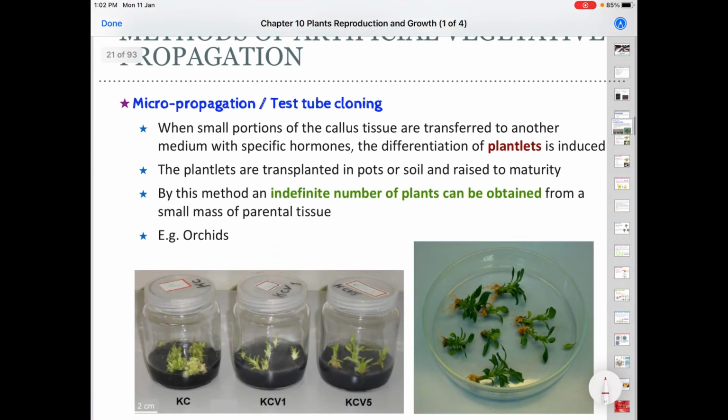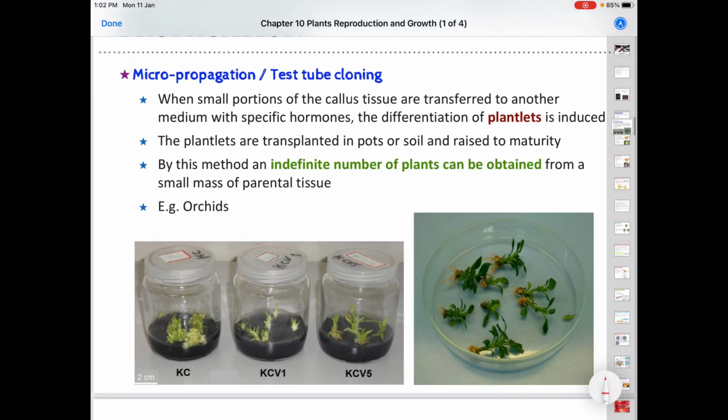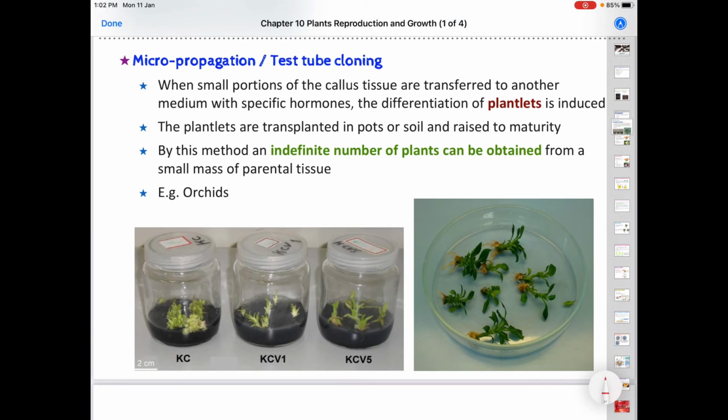So when a small portion of the callus tissue is transferred to another medium with specific hormones, the differentiation of plantlets is induced. The plantlets are transplanted in pots or soil and raised to maturity. So this is the example.